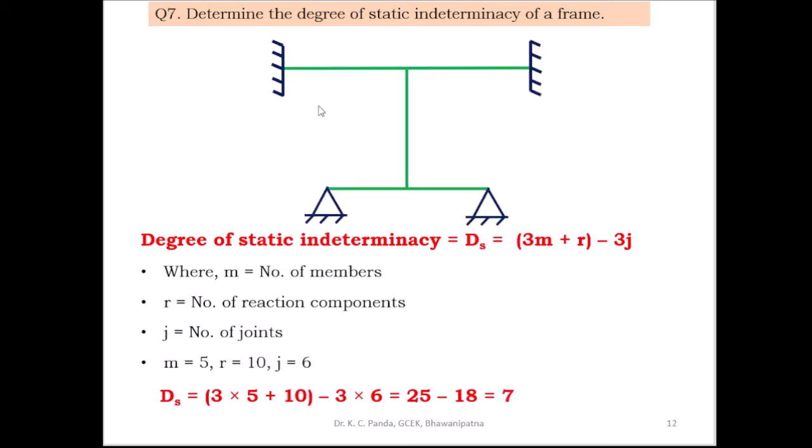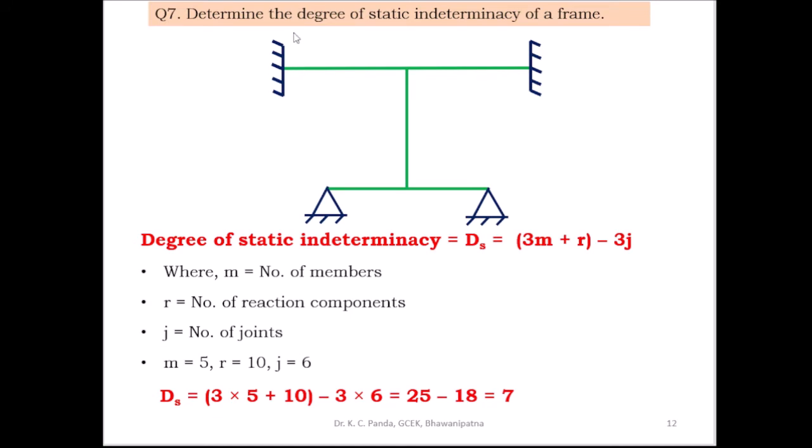Coming to the next example, here this is the frame, and here this support is fixed, this support is fixed, and here this is hinged and this is hinged. Find out the degree of static indeterminacy using this formula. ds is equal to 3m plus r minus 3j. And first count the number of members. 1, 2, 3, 4, 5. Number of members are equal to 5. Then number of joints, 1, 2, 3, 4, 5, 6. Number of joints are equal to 6.